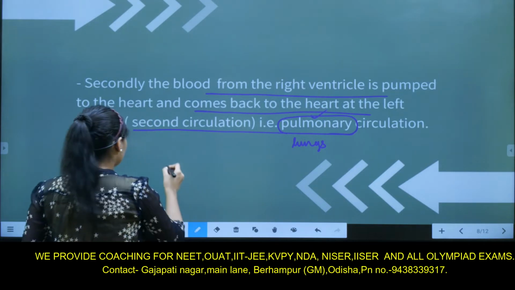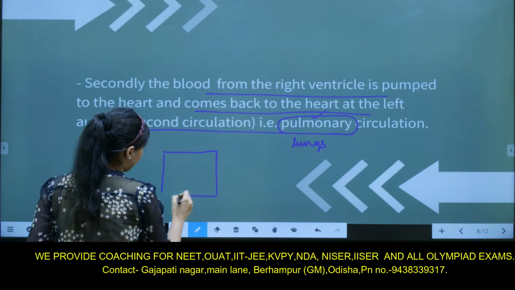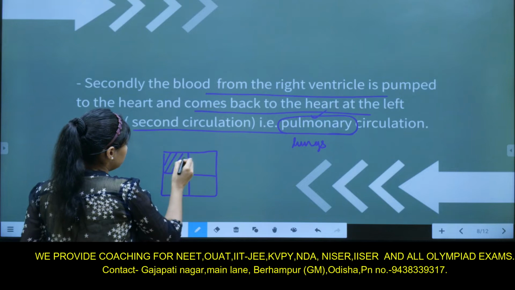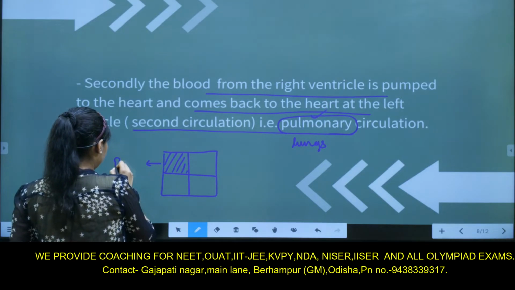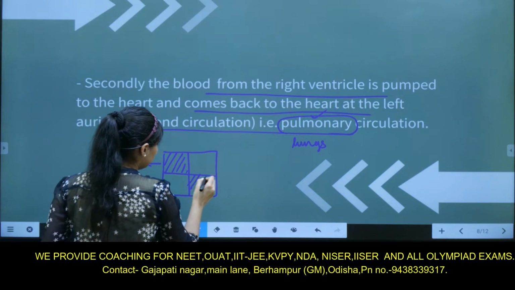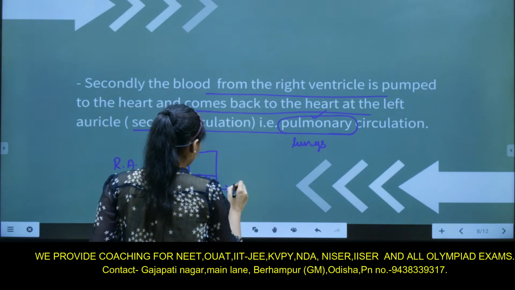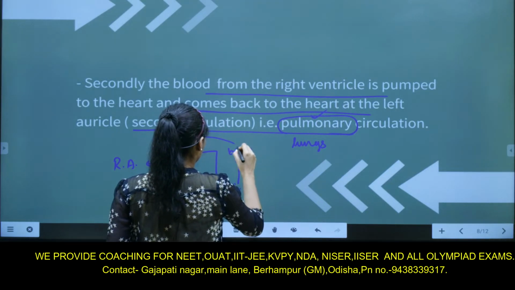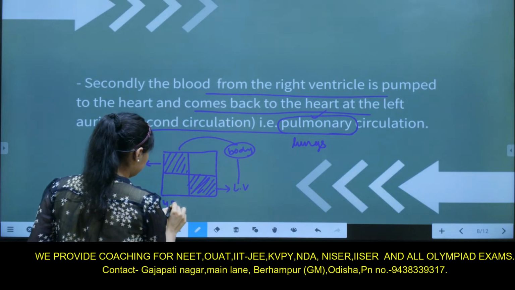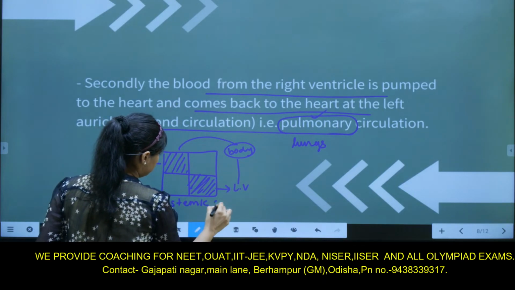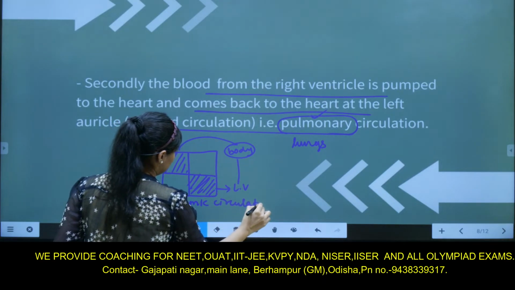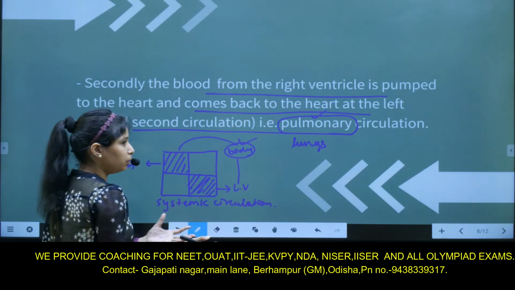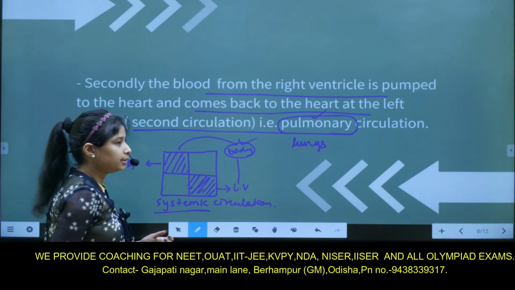So how does it occur actually? As I told you, in the systemic circulation, the two chambers, that is right auricle and left ventricle, are involved in the systemic circulation. Here the heart and the body are involved. So as other parts of the body are involved, it is also known as systemic circulation.